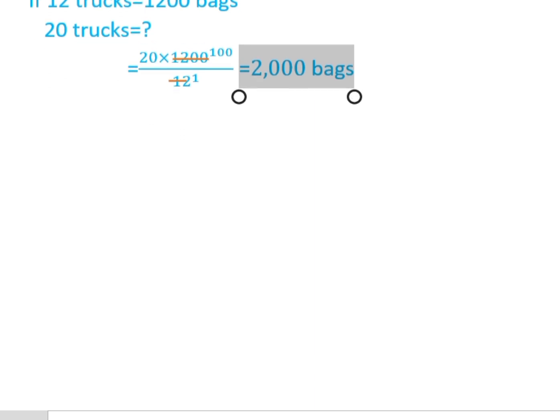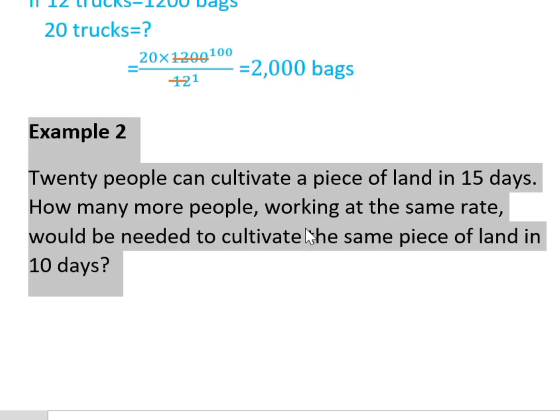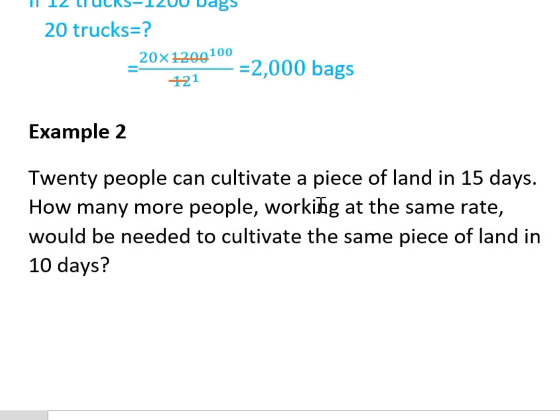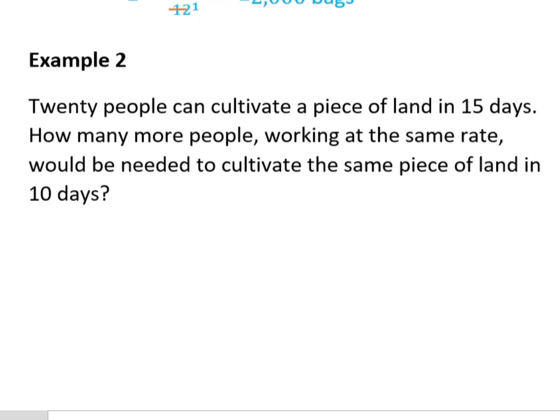Another example, 20 people can cultivate a piece of land in 15 days. How many more people working at the same rate would be needed to cultivate the same piece of land in 10 days? Now in this question, you realize the quantity you have been given in two instances is not the people, but the days.